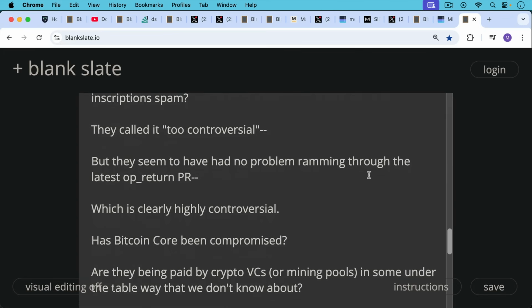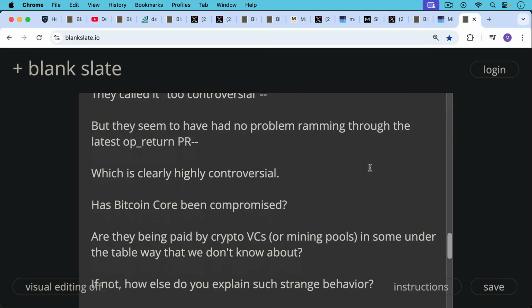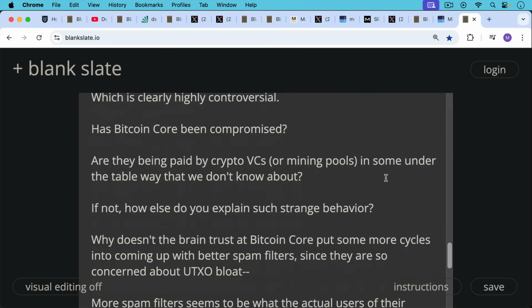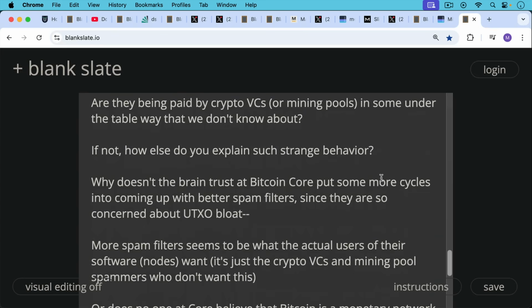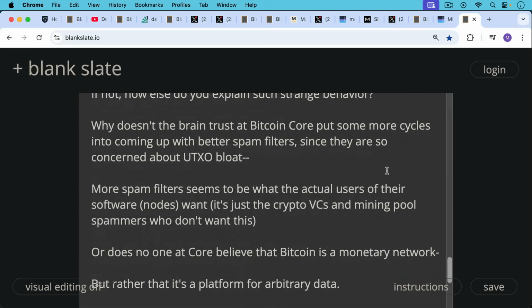Here's the question I keep asking, and it's a genuine question. Has Bitcoin Core been compromised? Are they being paid by crypto VCs or maybe mining pools in some under-the-table way that we don't know about? If not, how else do you explain such strange behavior, and why does everything always trend in the direction of more spam? Why doesn't the brain trust at Bitcoin Core put some more cycles into coming up with better spam filters, since they're so concerned about UTXO bloat? More spam filters seems to be what the actual users of their software, namely nodes, want. It's just the crypto VCs and mining pool spammers who don't want this.